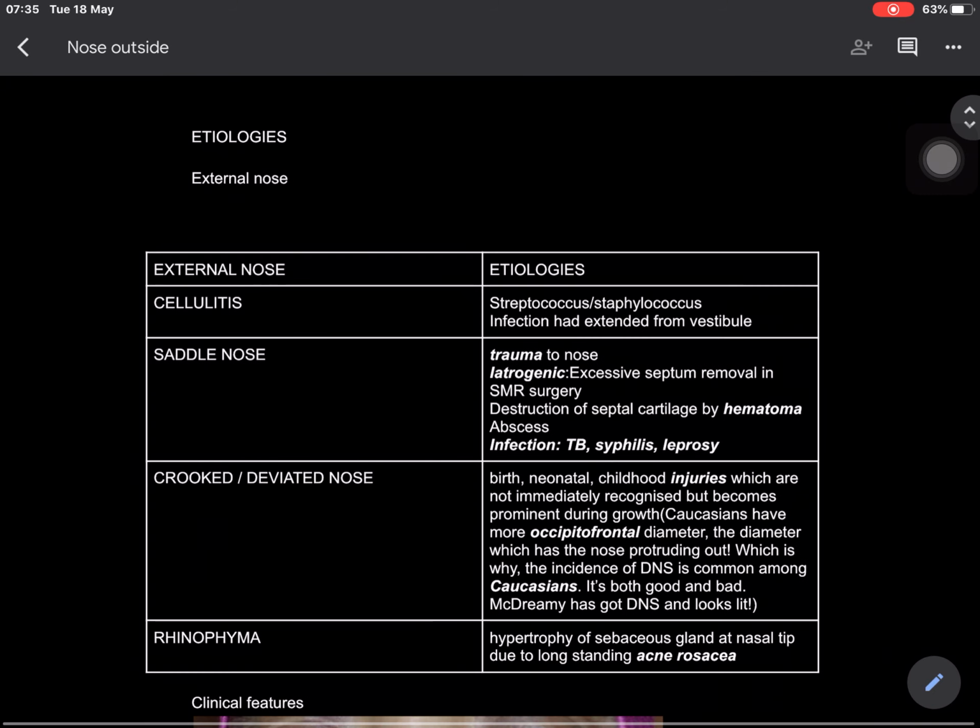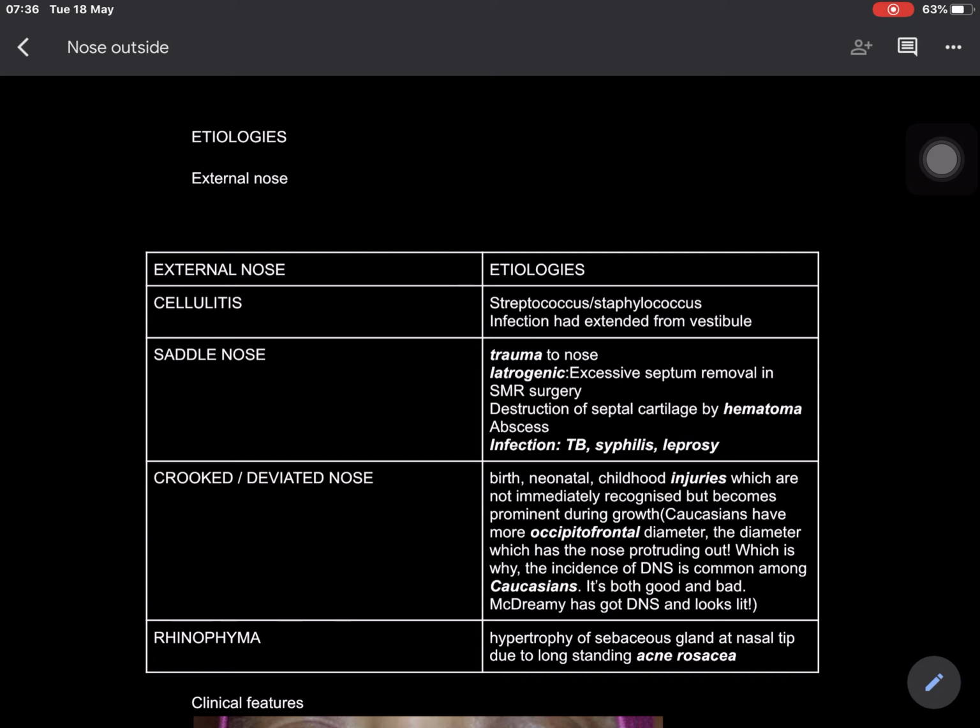Next is a crooked nose or a deviated nose. It's kind of like a saddle nose, but deviated to one side. Saddle nose is a depression. Deviated is like either the nose is deviated to the right side or the left side. The crooked nose and deviated nose, the etiology can be the same, but the clinical feature looks different.